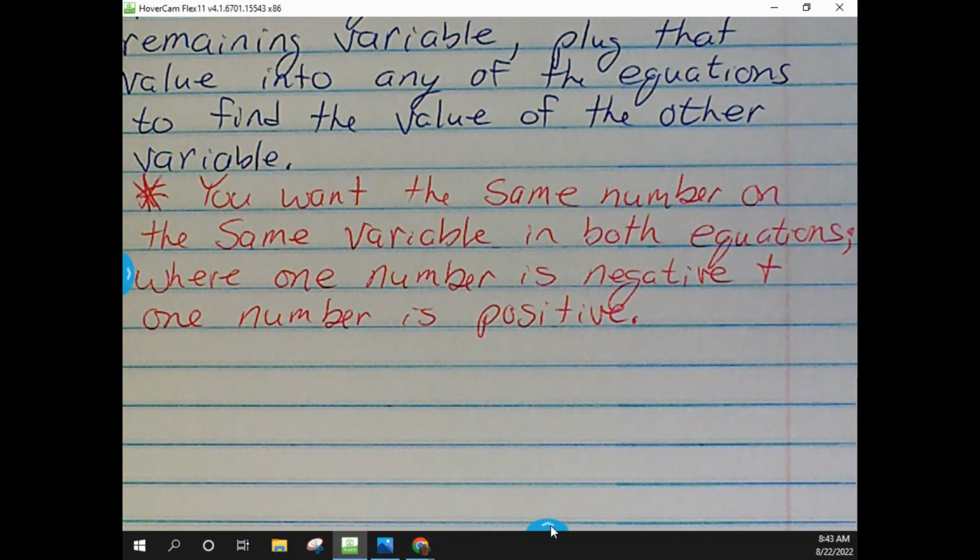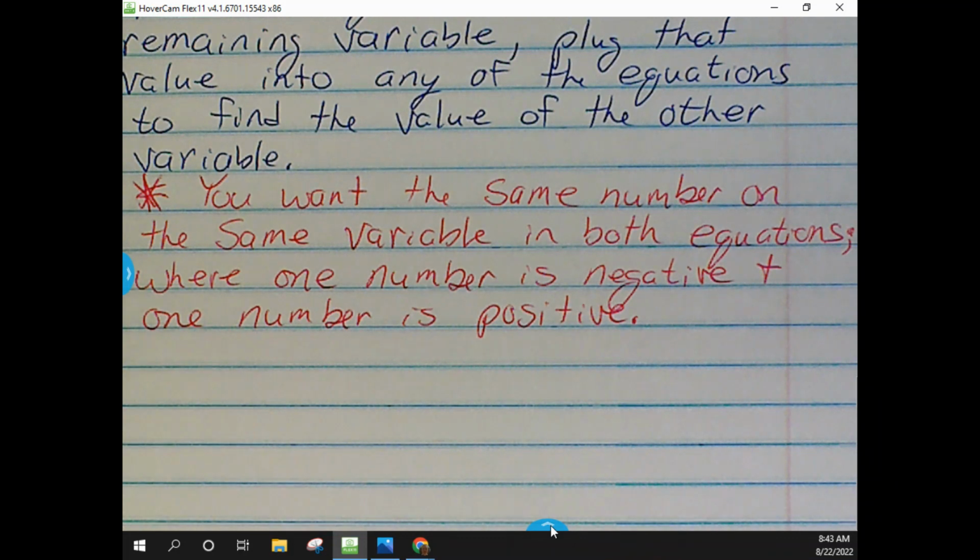Okay, so that's really the key thing you're trying to do here in this case. You're trying to rearrange the equations and make them work out so that you've got 4x and negative 4x. You've got 10y and negative 10y. You want it so that you've got the same numbers on the same variables, but one number is going to be positive and one number is going to be negative. And we'll talk about this more in just a minute, but you can multiply, you can move things around, you can do all kinds of stuff to make it so that you can get those two things to line up.